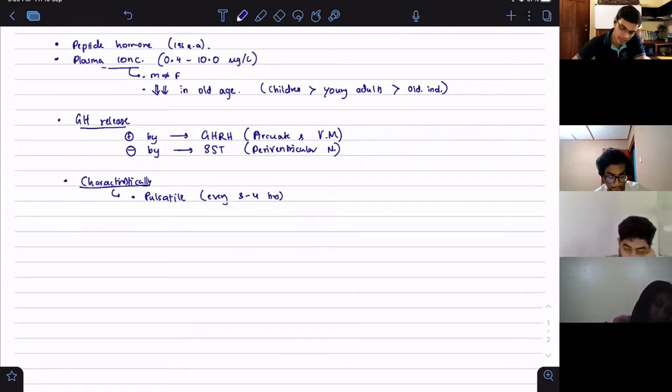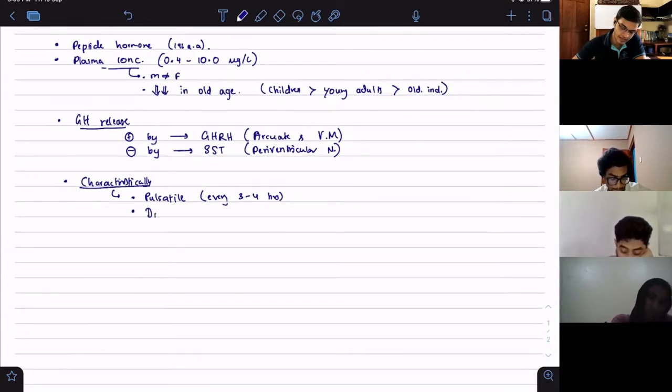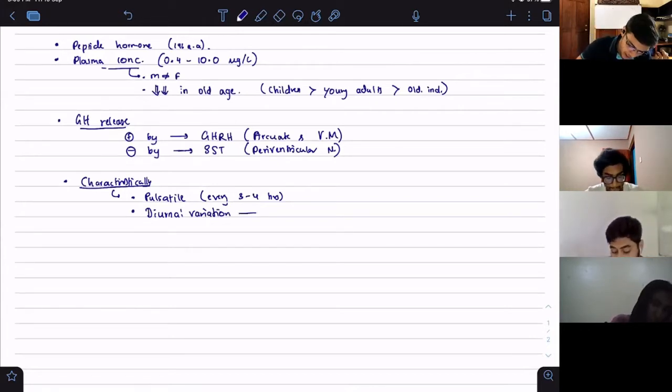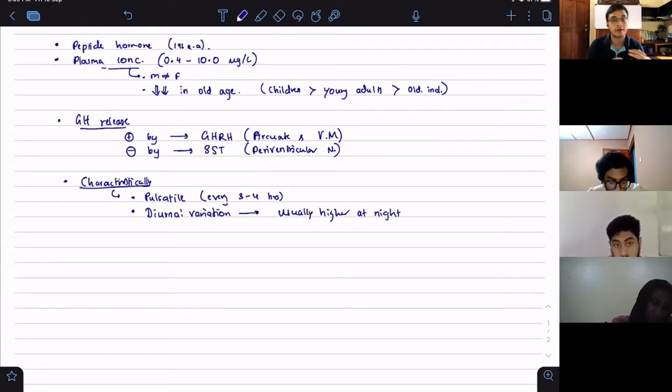The second thing I want you all to know, guys, is that there is a diurnal variation. What is this diurnal variation? Variation in the day-night cycle. This is usually higher at night. Especially, write this down, during non-REM sleep.